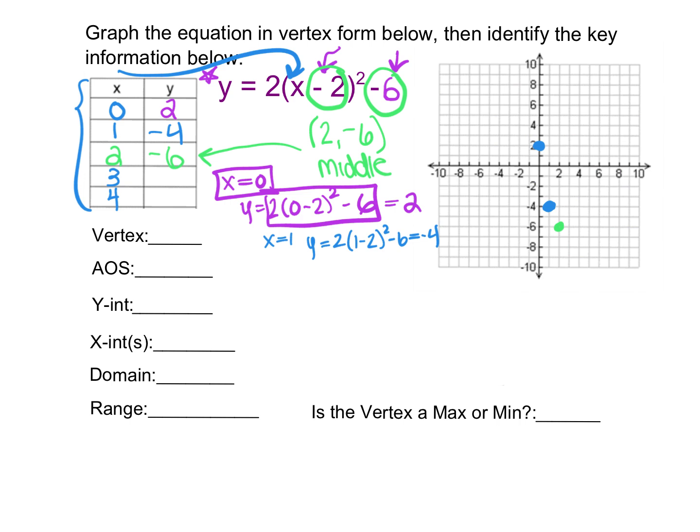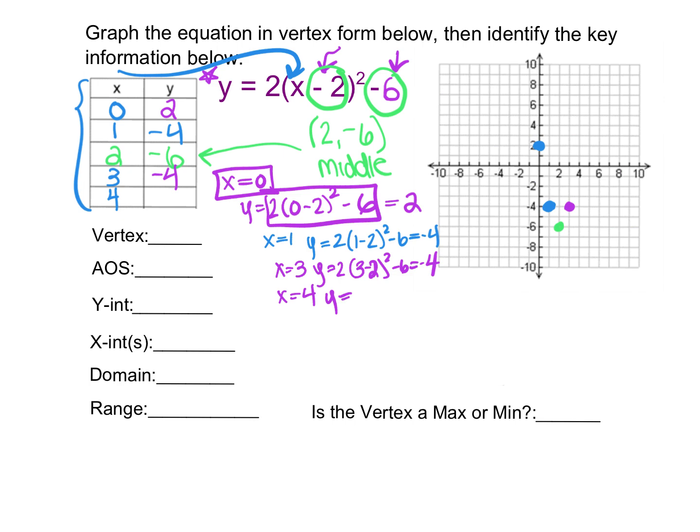Then from here I can keep going and do x is equal to 3. So I have y equals 2 times (3 minus 2) squared minus 6. If I calculate that on my calculator, I find that that one is also negative 4, which makes sense because these parabolas should be symmetrical. So this is a good check to make sure that they are in fact correct.